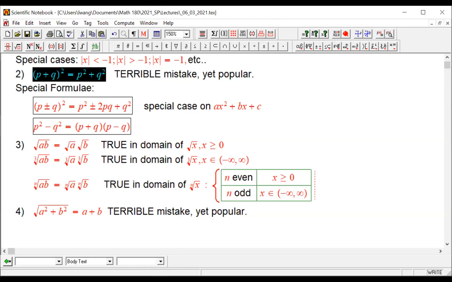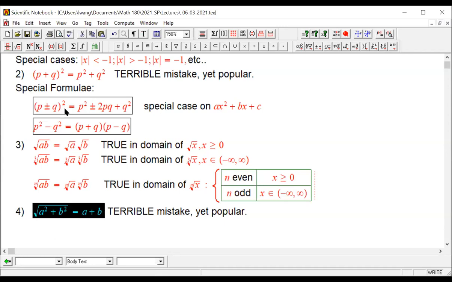So this is not a perfect square. This is not a perfect square. So this goes back to what? To the mistake in number 2 and the mistake in number 1, right? So these are terrible mistakes.